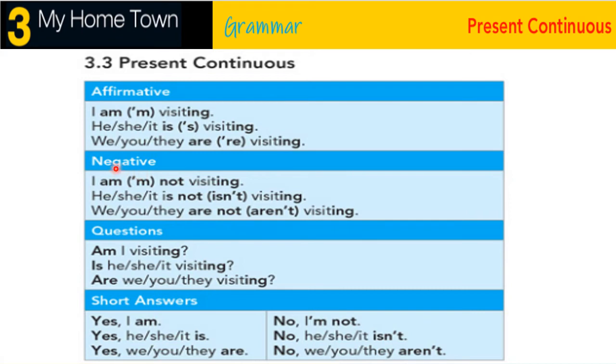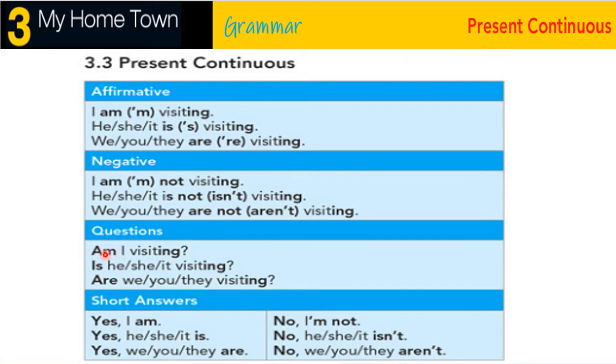So the negative form is am not, is not, am not, isn't, aren't plus a verb ing. How do we form a question in the present continuous? We said that we start our question with the verb to be. Am I visiting? Verb to be plus subject plus verb ing.